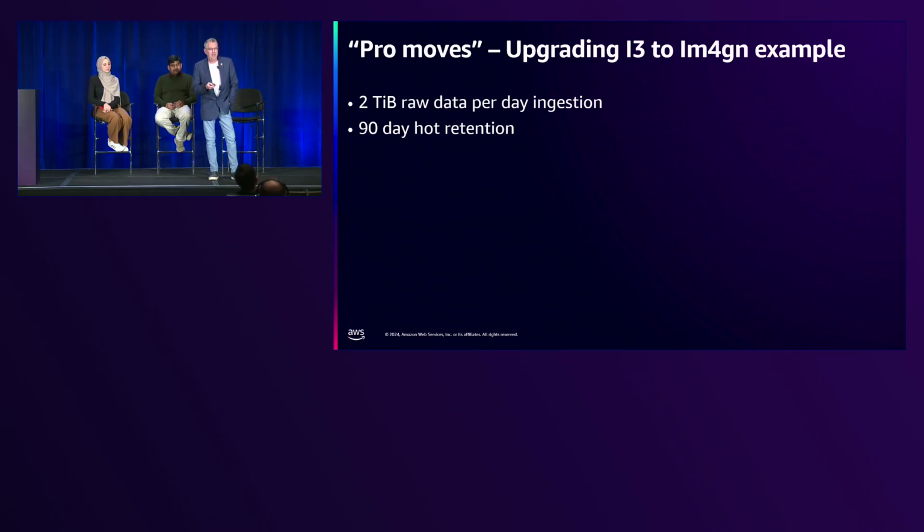2 terabytes raw data ingest per day. 90-day hot retention. This is no ultra warm or anything else. And you're across 3 availability zones. Now, doing some calculations, which you can work out with Hodger or any other specialist SA, we will help you get a nice cost profile.